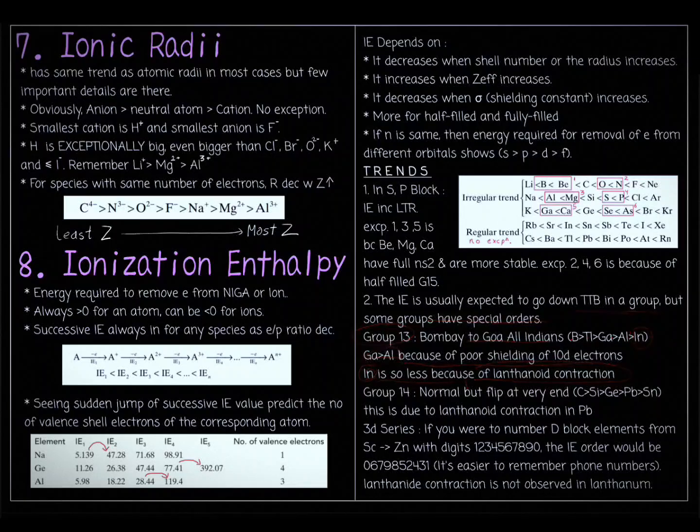For group 14, it is the normal order, very normal. But just at the end, while tin should be greater than lead, lead takes the lead, which is again because of lanthanide contraction.